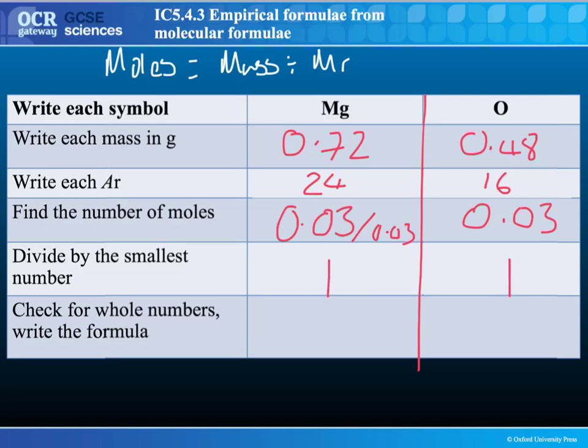This gives you the ratio of magnesium to oxygen. It's in a 1-to-1 ratio, therefore the formula is 1 Mg to 1 O, or MgO.